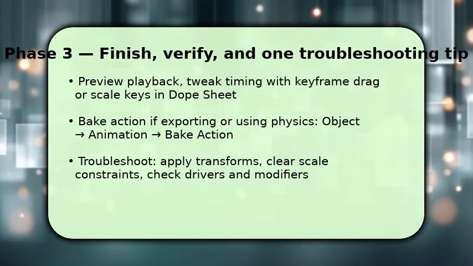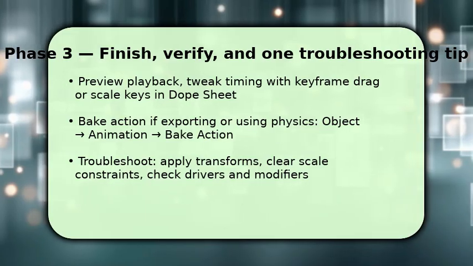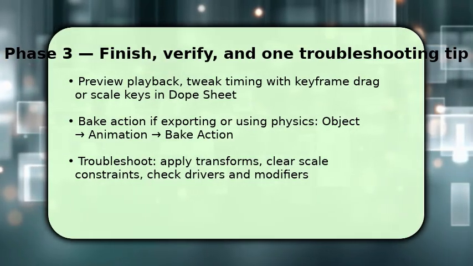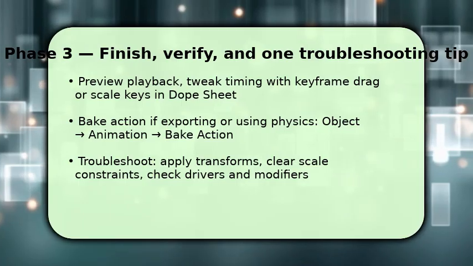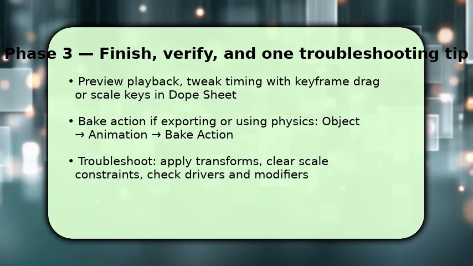Finish by polishing and securing the result. Play the animation and fine-tune timing by dragging keys in the dope sheet or scale key ranges for faster or slower motion. If you need a stable export or to combine with physics, bake the action so all key data is explicit.